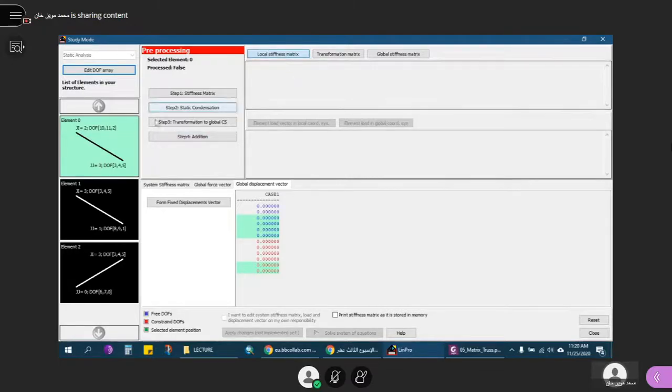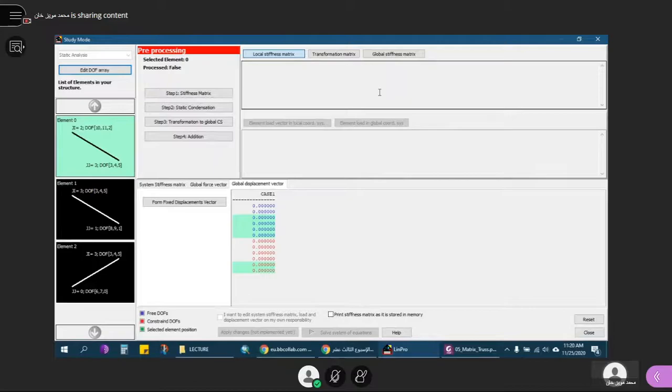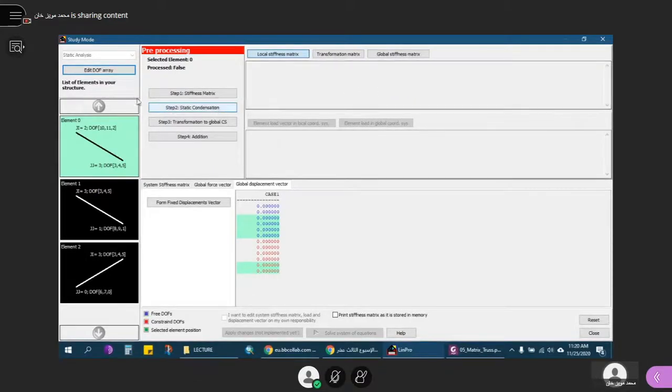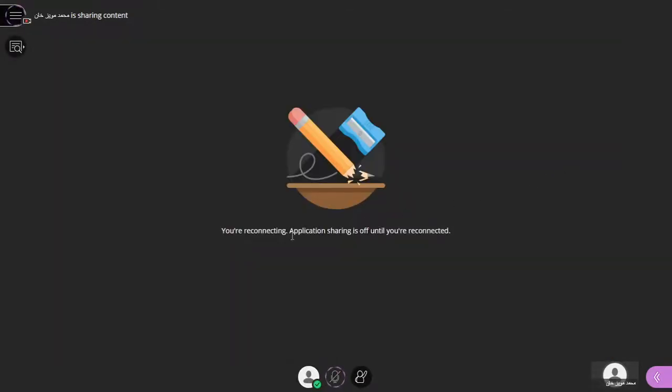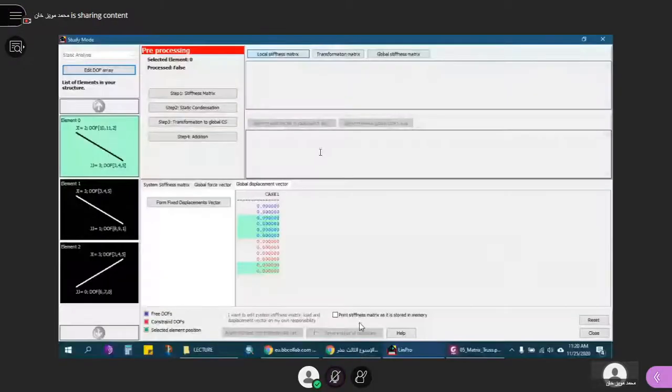Since there are 3 degrees of freedom on each node, our local stiffness matrix will be 6 by 6. But in this we don't need the rotations. We don't need the rotation at 2. We need to remove the unwanted degrees of freedom from the matrix so as to reduce it.